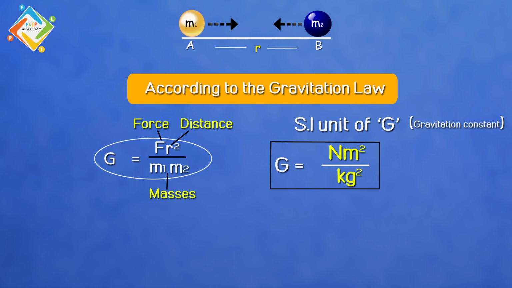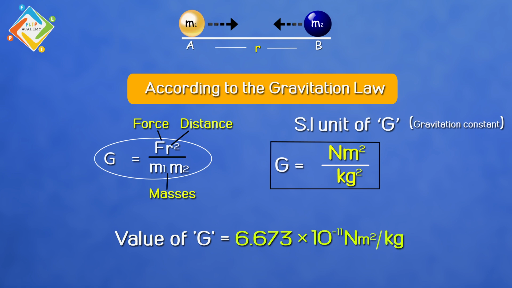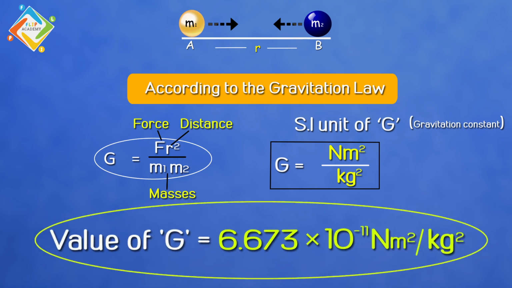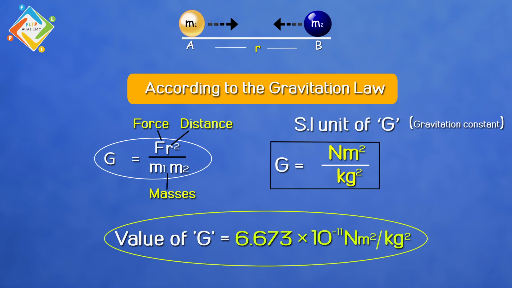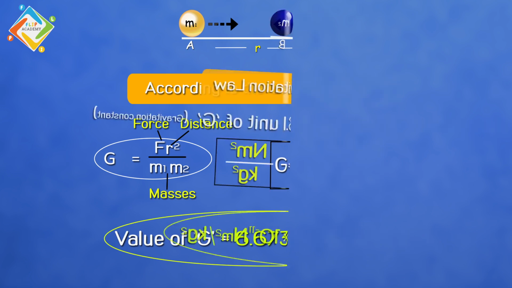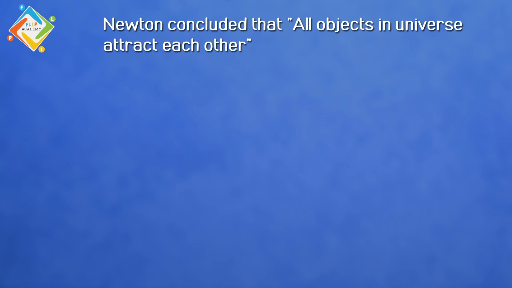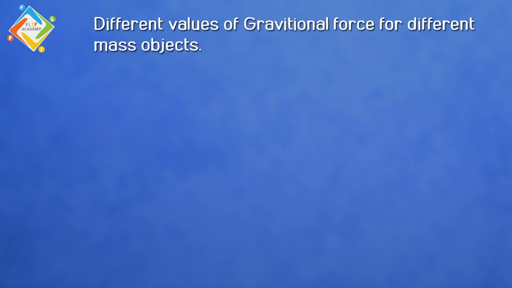Now let's see the value of this constant. The value of G is 6.673 into 10 raised to the power minus 11, and the unit we have already calculated, that is Newton meter square per kg square. So this is the mathematical expression of the universal law of gravitation. After that, Newton concluded that all objects in the universe attract each other. Now let's see the different values of gravitational force for different mass objects.